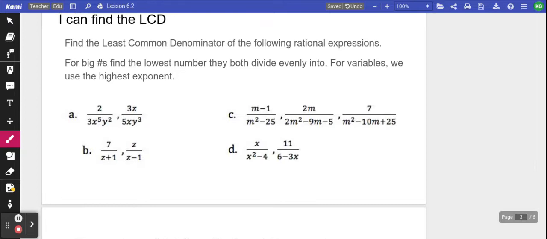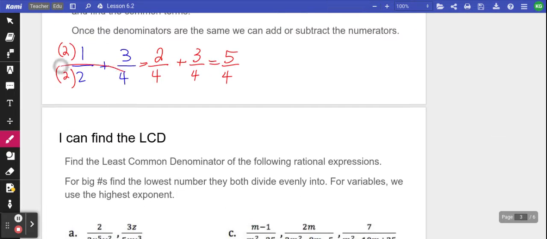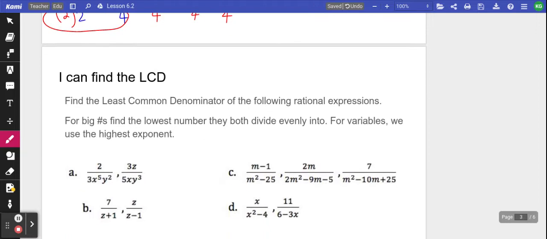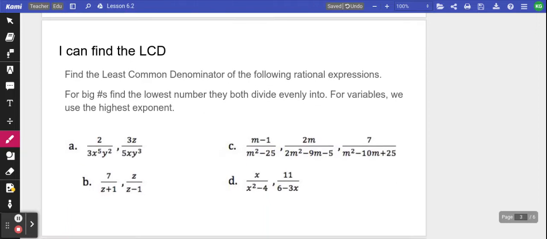So the first thing we're going to talk about is finding that least common denominator like we did here, making the fractions have the same denominator. So in this one for part A, if I'm trying to make a common denominator between these two fractions, 3 and 5, the least common denominator they would multiply into would be 15.